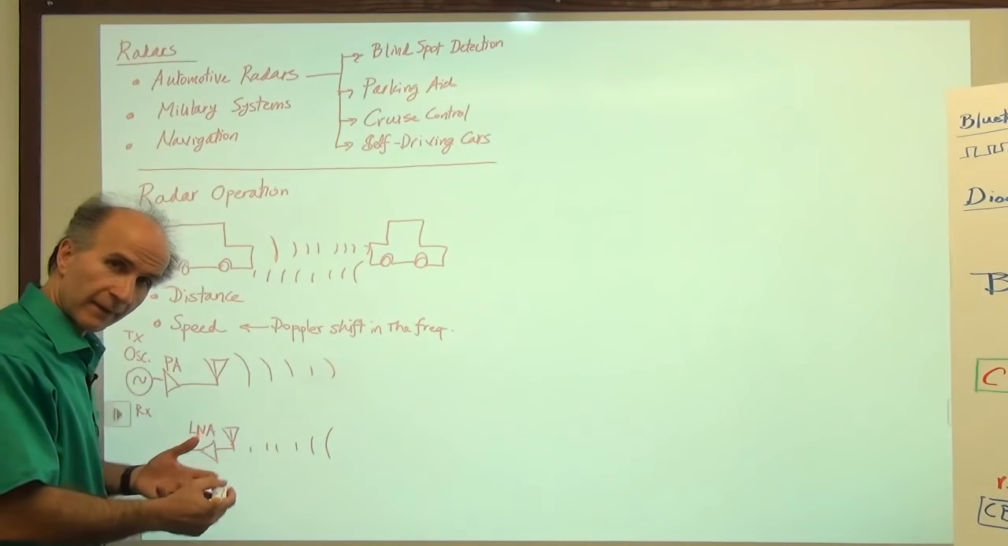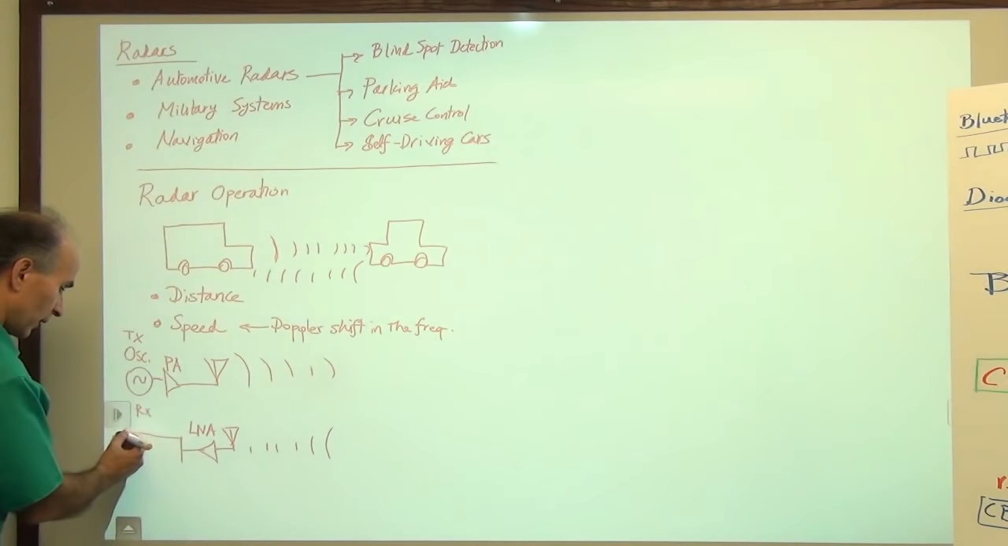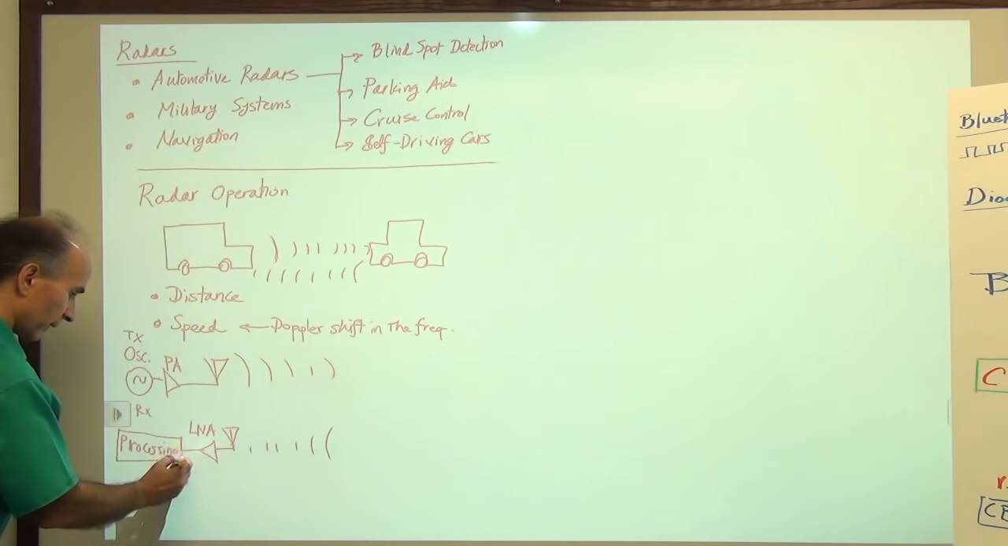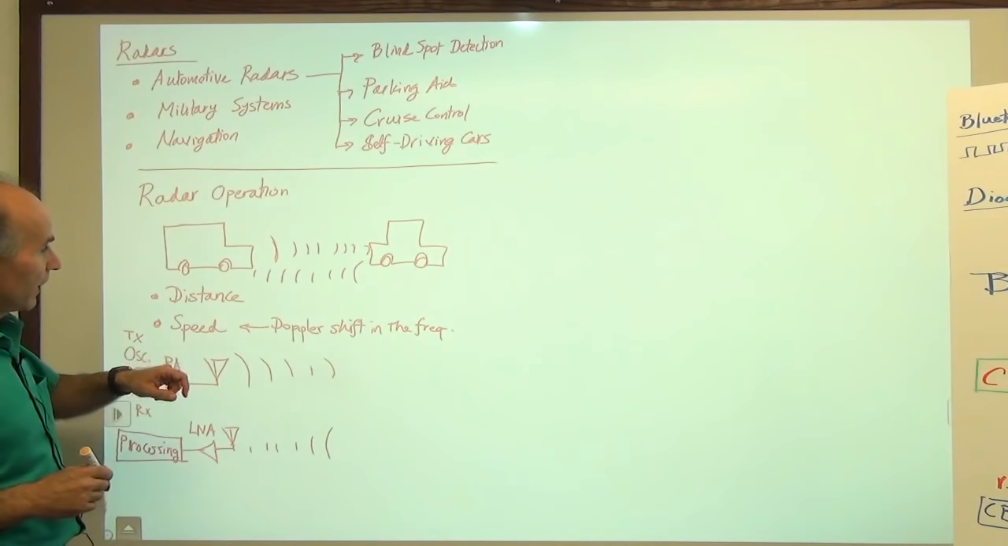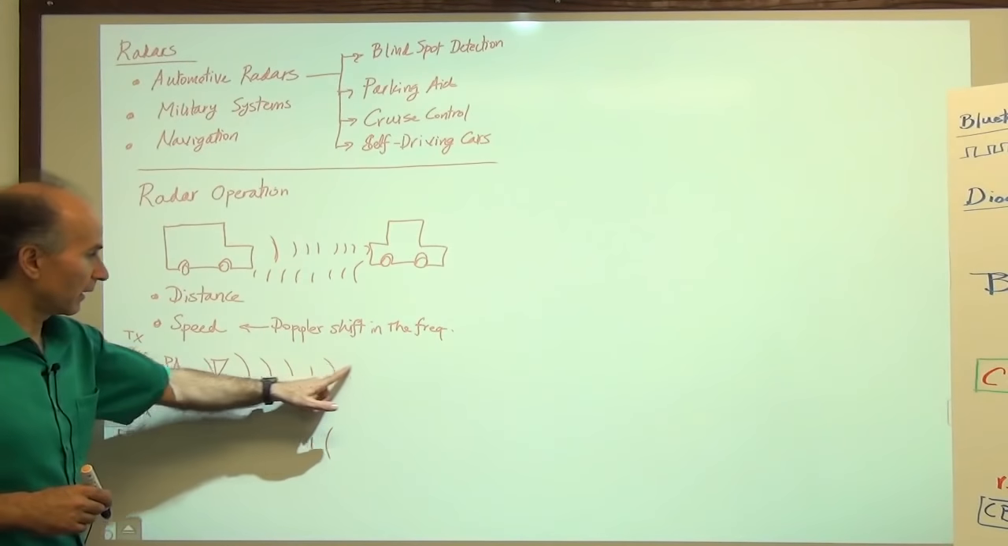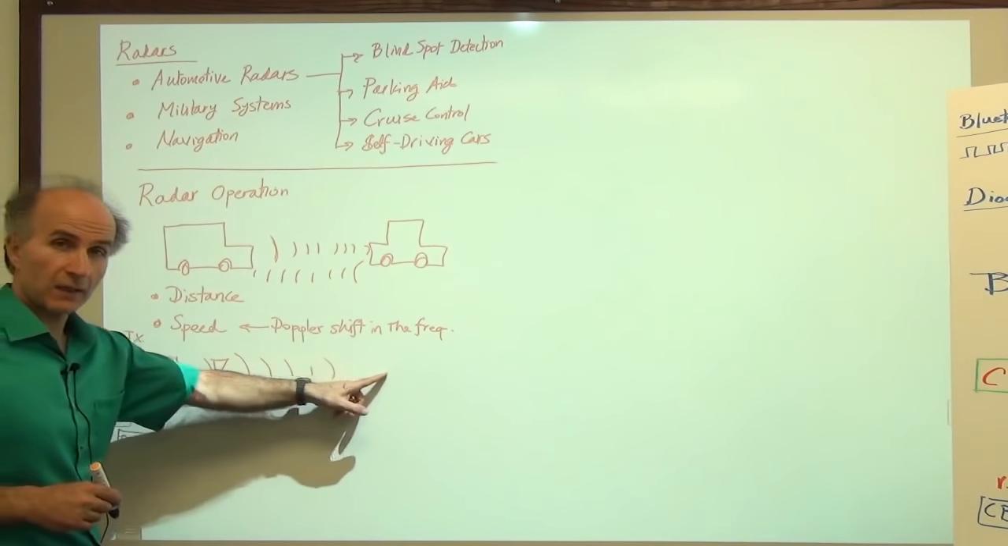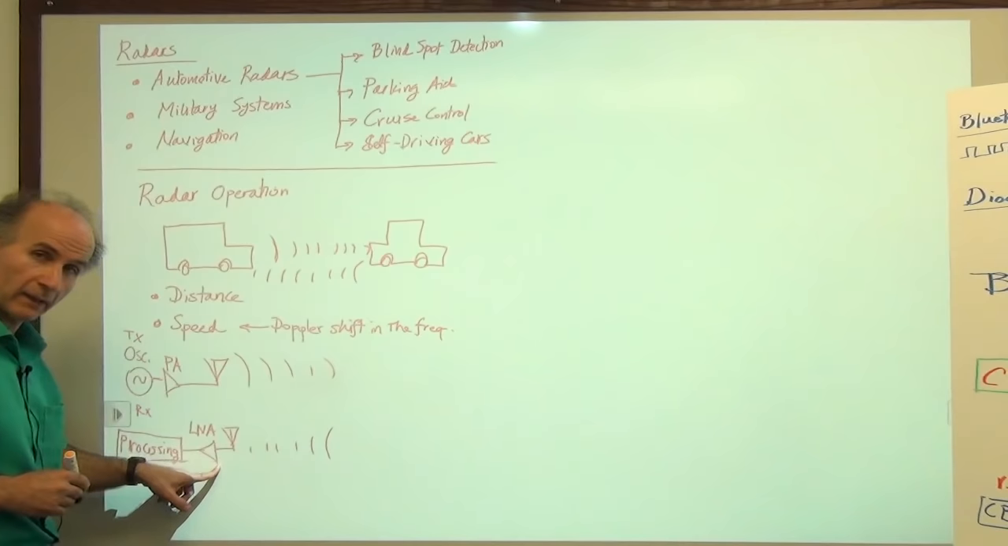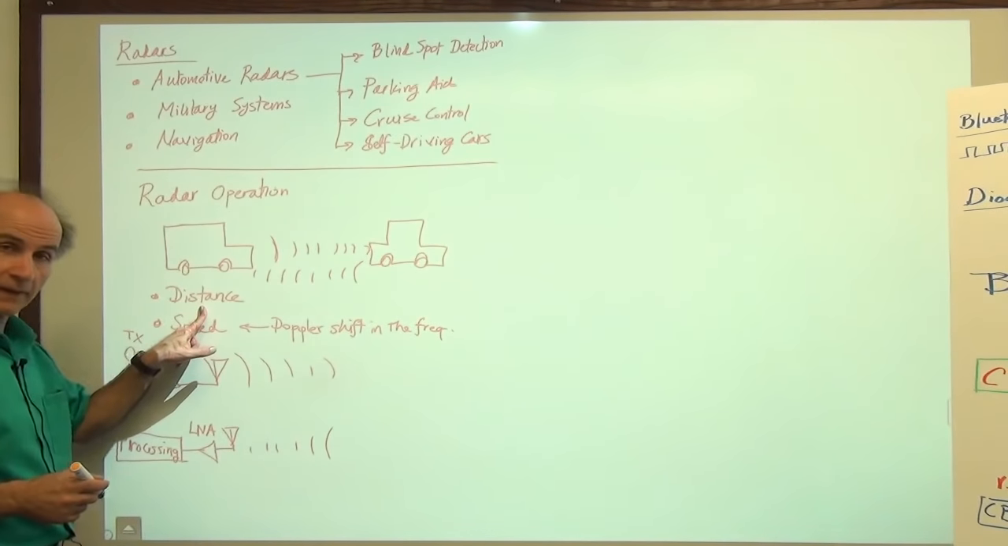And then we have to process it. So we'll just put a box here for now. We call it processing. And this processing has two objectives. Number one, try to measure the travel time of this waveform, of this wave, as it went and hit the object and came back. From the travel time, we can find the distance.